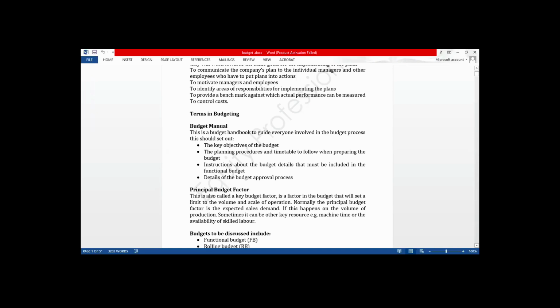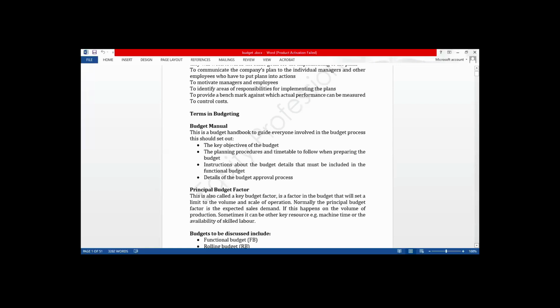The budget manual will tell us the budget approval process. Ordinarily, managers will not ask until the budget is approved. Next, principal budget factor, otherwise known as key budget factor. This is also called a key budget factor.